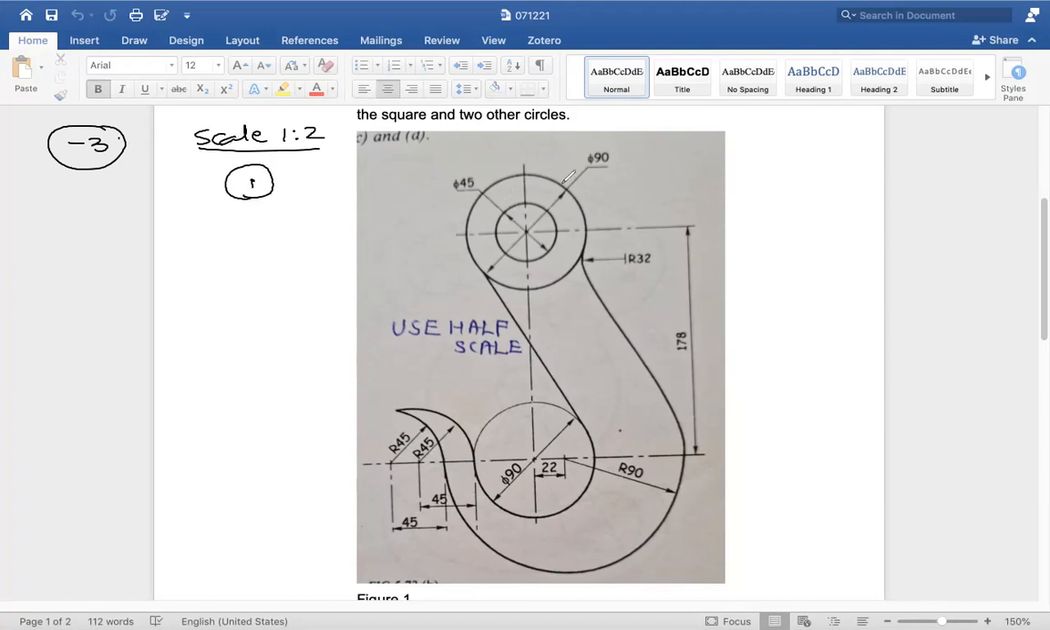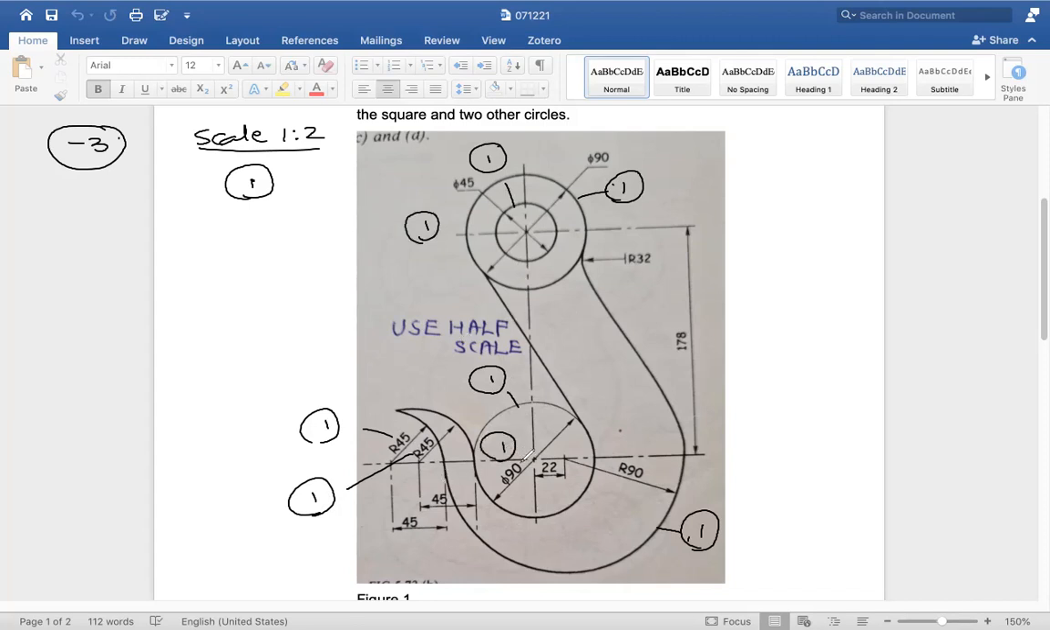See, this circle will carry 1 mark. This circle will carry 1 mark. All the circles will carry 1 mark. This 45-degree line 1 mark. This 45-degree line 1 mark. See this, 1, 2, 3, 4, 5, 6: 6 marks only for drawing circles. Then you will draw the axis. For the axis, they will give you 1 mark up and 1 mark down. Got it? 1, 2, 3, 4, 5, 6, 7, 8, 9.